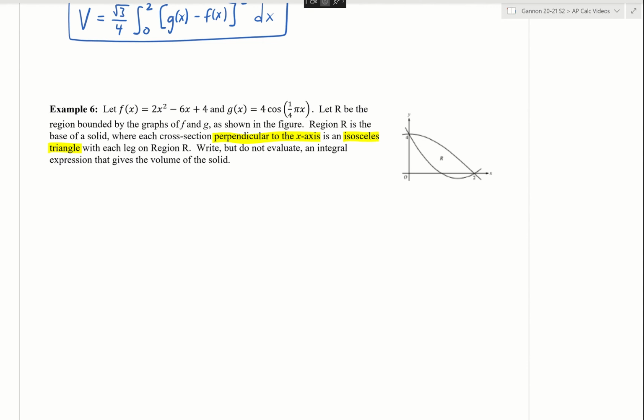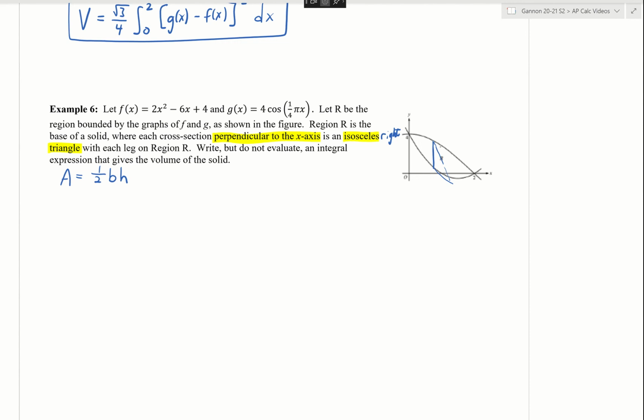Now, I think the intention of this problem, guys, is for it to be an isosceles right triangle with a leg on region R. So one of the legs is on region R, so you kind of have this leg here, and then it's coming out at us, and then the hypotenuse of the right triangle is going to be there. So just keep that in mind. What that means is that the area of the triangle is going to be 1/2 base times height. And that's the area formula that we're going to ultimately integrate.